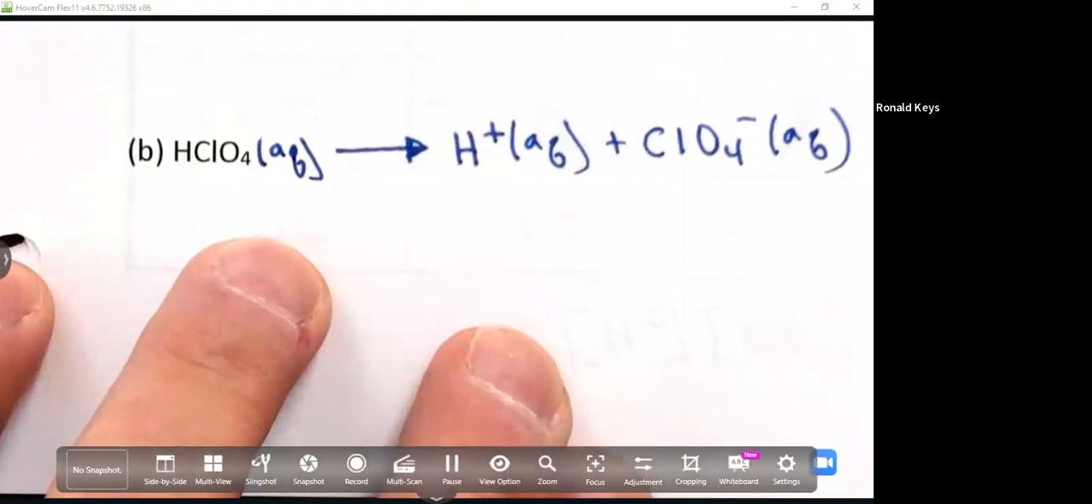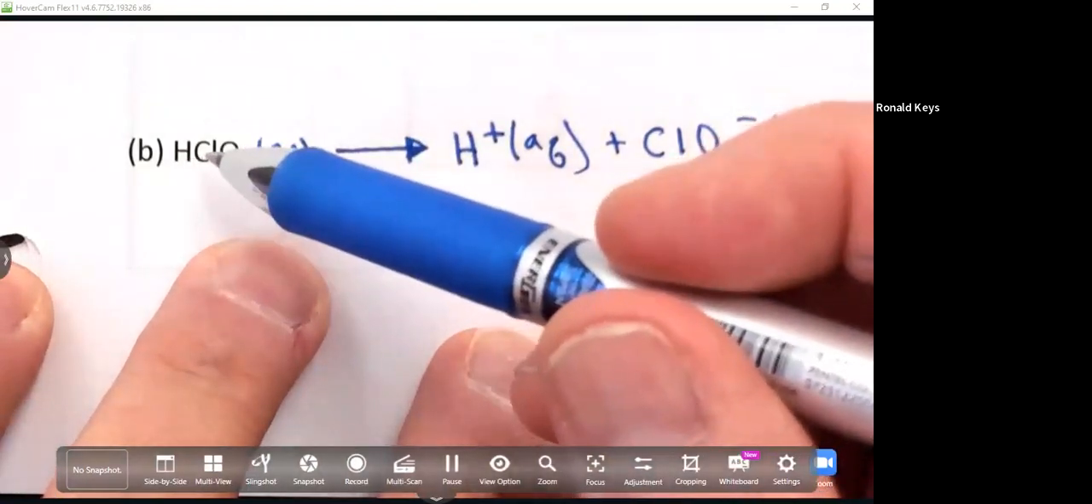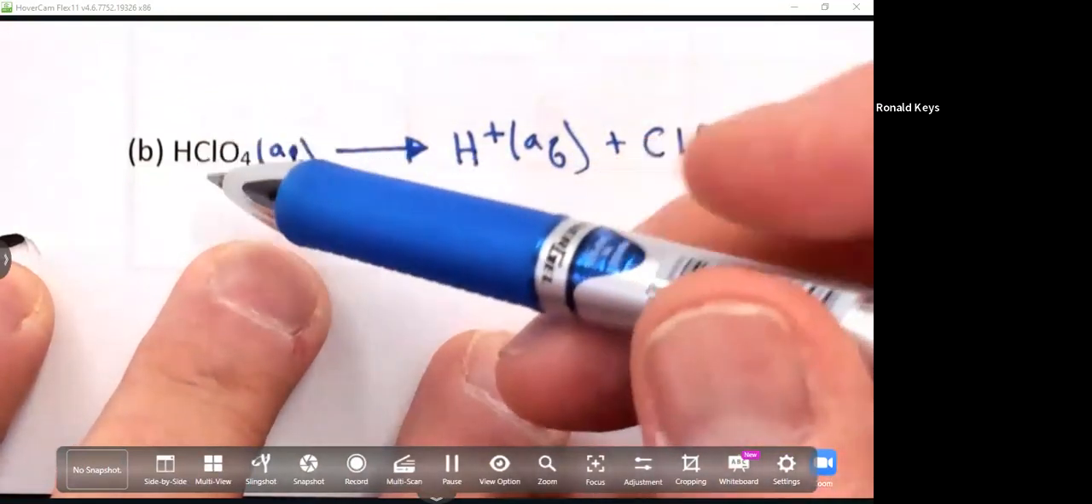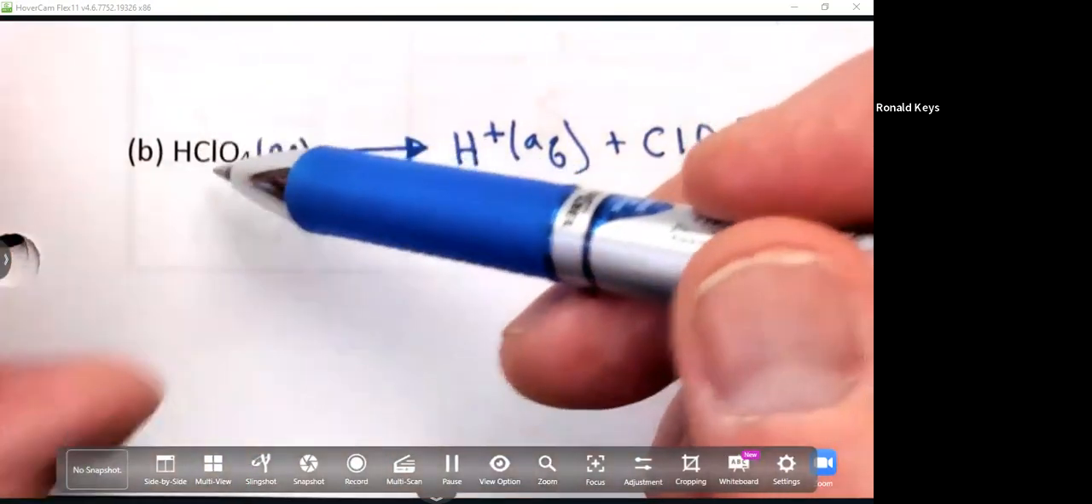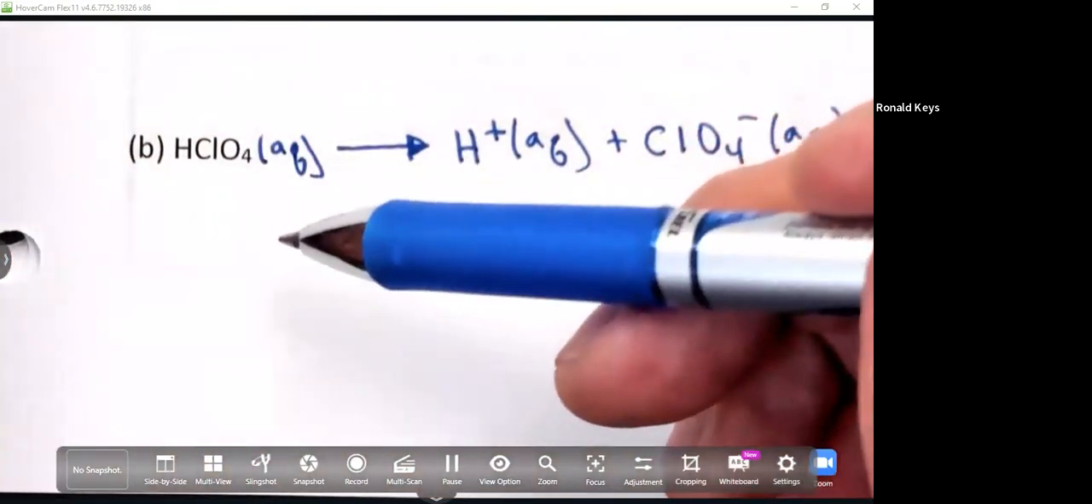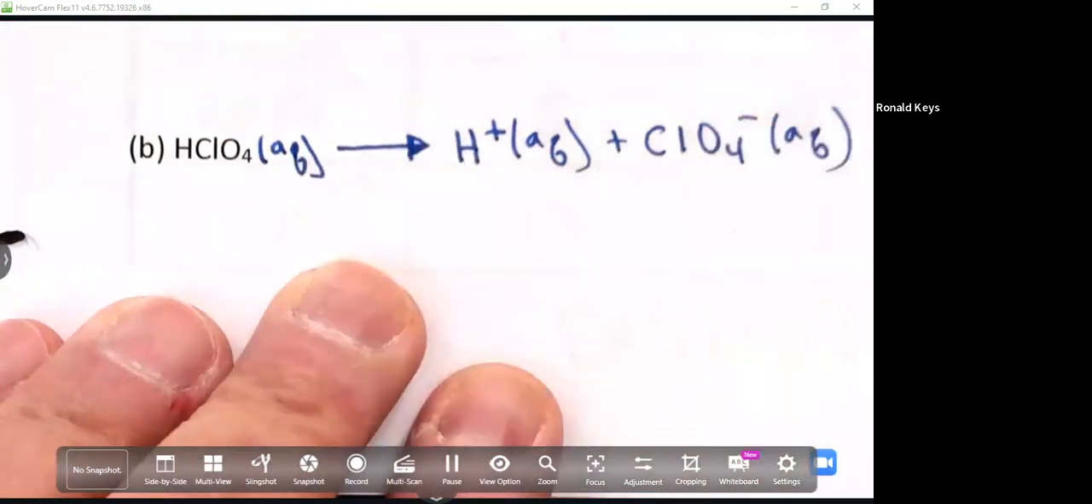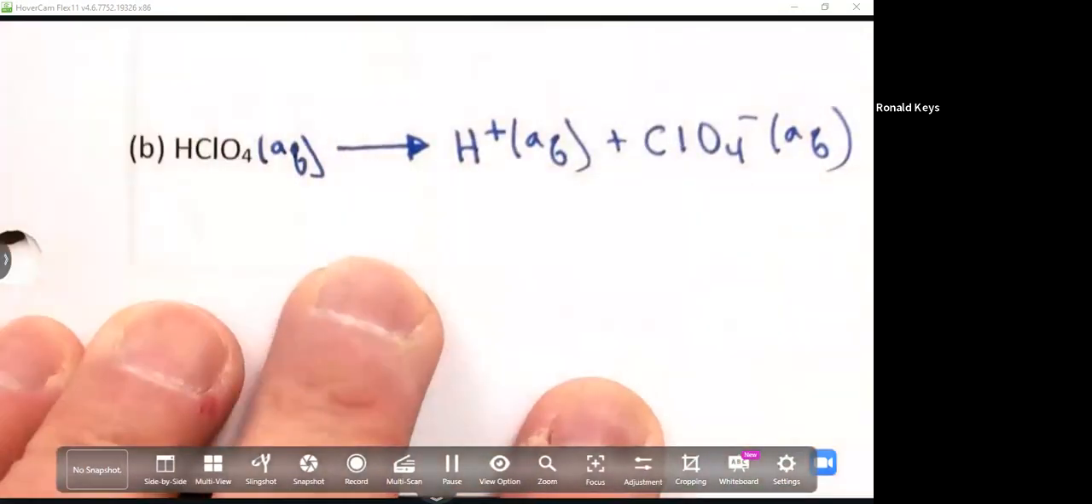ClO4 is perchlorate. We know there is no H. So if you have a bottle of, let's say, 1 molarity HClO4, there isn't a single hydrogen hooked up inside that bottle. This is a strong electrolyte. It's going to split up into ions, 100%.